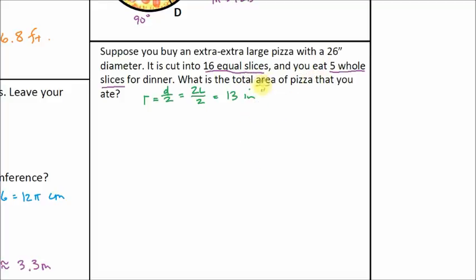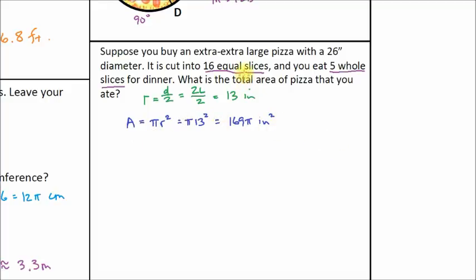Okay, we know this is sector area. We're looking at pieces of a circle that we want to know the area of. So before we do that, we have to find the area of the whole pizza. So the area of the whole pizza is equal to pi r squared, which is pi times 13 squared. 13 squared is 169. So 169 pi inches squared. Remember, we're finding area, so it's squared units. So we've got our full area.